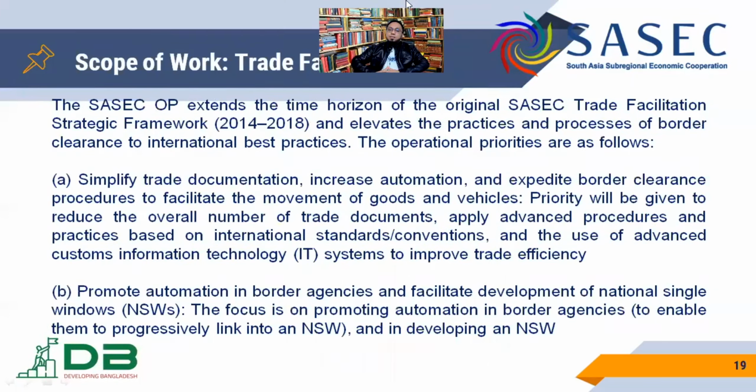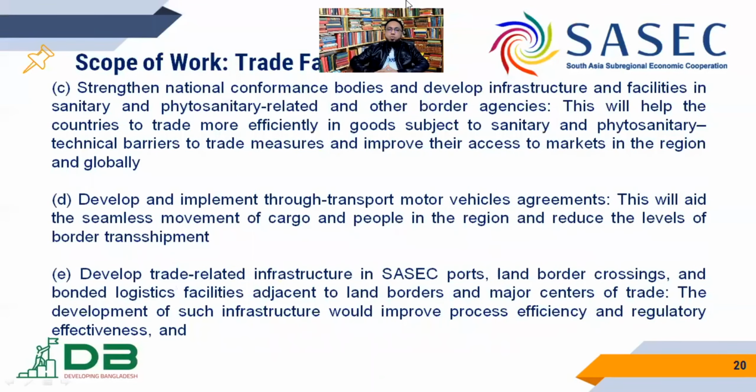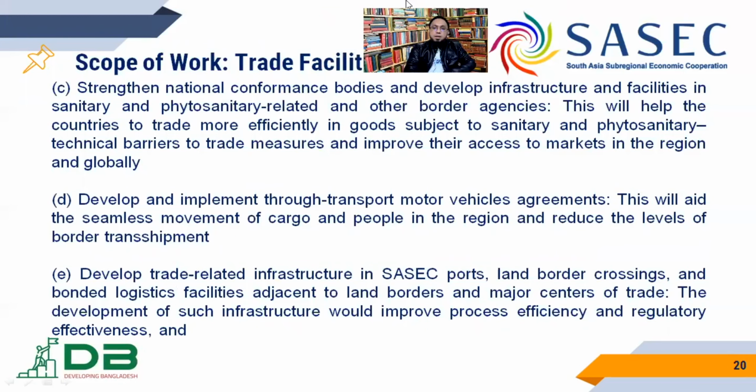So under scope of work, we also can find some other areas of cooperation. For example, simplification of trade documentation, increasing automation and expediting the border clearance procedures to facilitate the movement of goods and vehicles. Priority will be given to reduce the overall number of trade documents and apply advanced procedures. So by automating its customs and other port relevant authorities, and by reducing documentation requirements, SASEC's main objective is to simplify trade documentation. Second one is promoting automation in the agencies working for border trade. For example, border guard authorities, customs authorities, freight forwarders, clearing and forwarding, these sorts of authorities will be automated to reduce time requirement among the SASEC member countries.